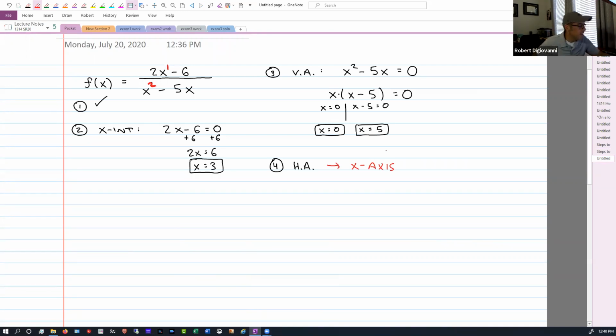So you do not have to look at the numbers in front, okay? Do you all notice that? I'm not looking at the numbers in front because in this case, the degree of the top is smaller than the bottom. The only time I look at the numbers in front is if they have the same degree. It's the only time. All right, it's time to draw.